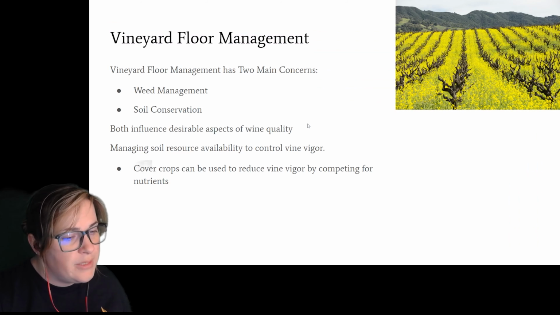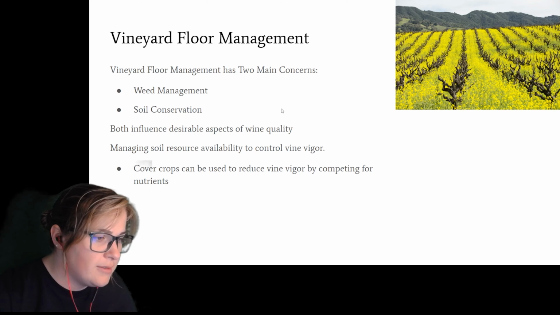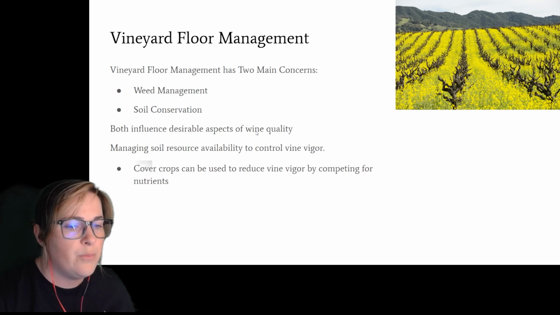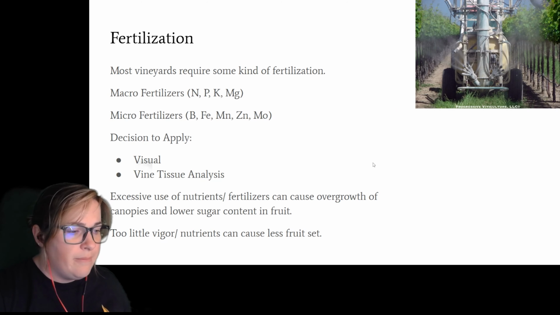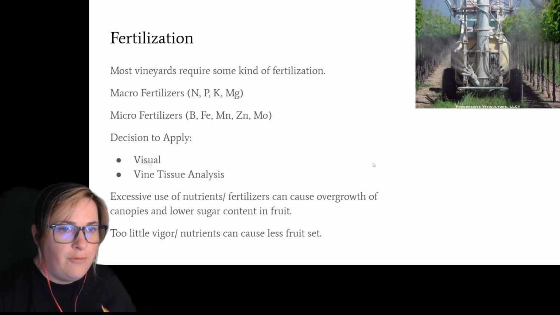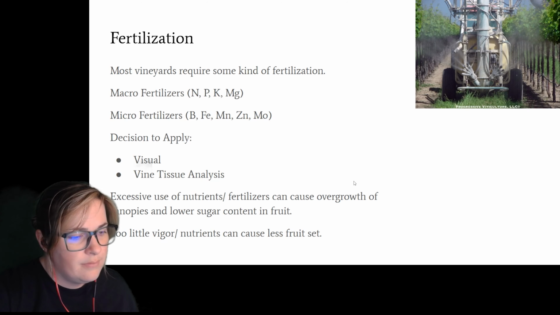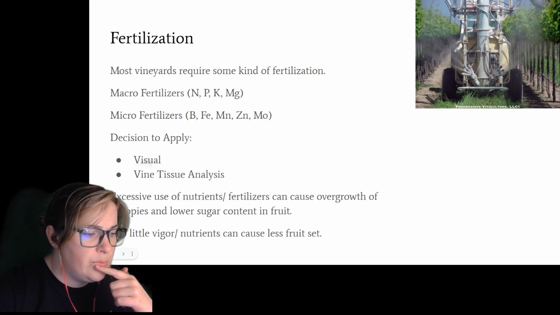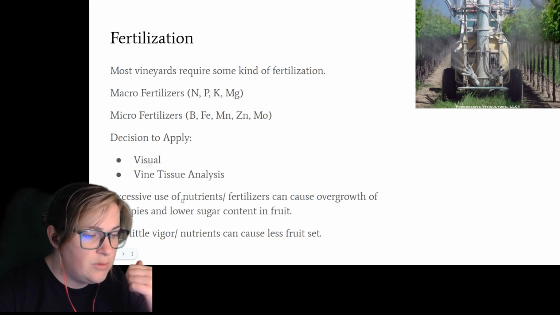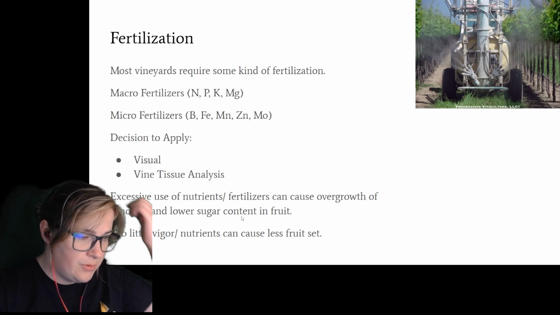So vineyard floor management, cover crops can help reduce vigor by competing for nutrients. That'd be one of the most important things to take away from this. Fertilization, right? The nutrients that are available will affect how vigorous your vine grows. I think it's also important to note and highlight that the excessive use of nutrients and fertilizers can cause overgrowth of canopies and lower sugar content in fruit.